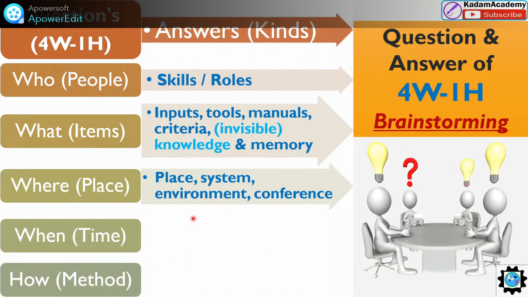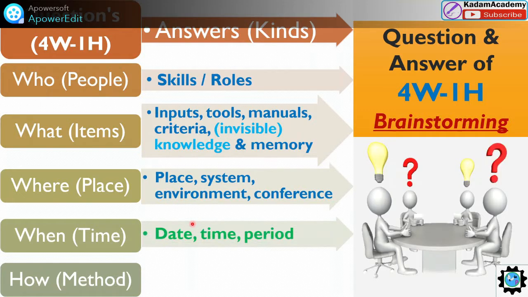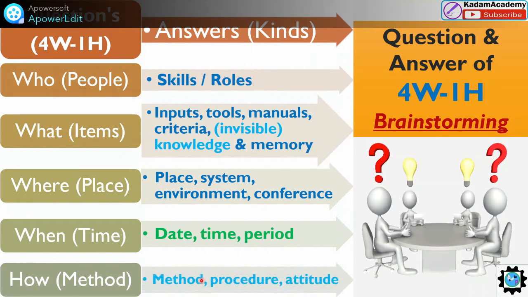When: when will it occur? What are the date and the time period? According to your problem, you will analyze the problem. How: which method you are going to use to solve it, or what technique, procedure or attitude. See friends, this 4W 1H brainstorming session with the team is very important to identify and analyze your problem.